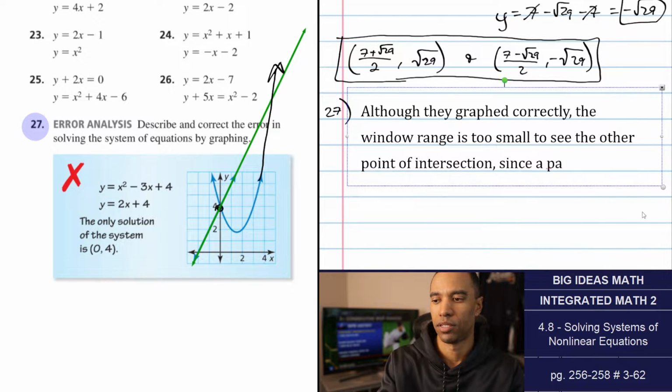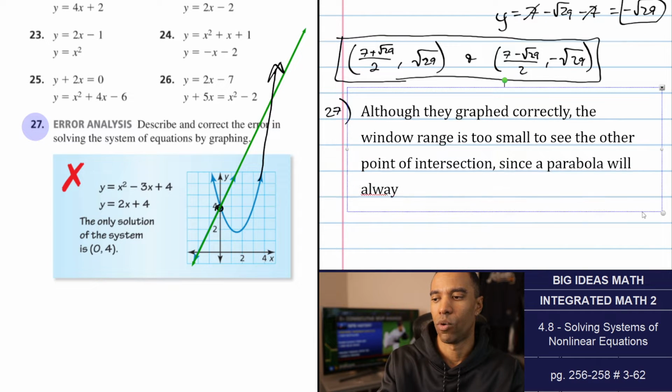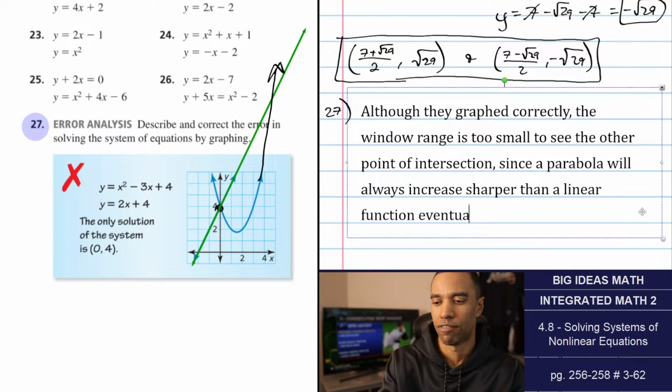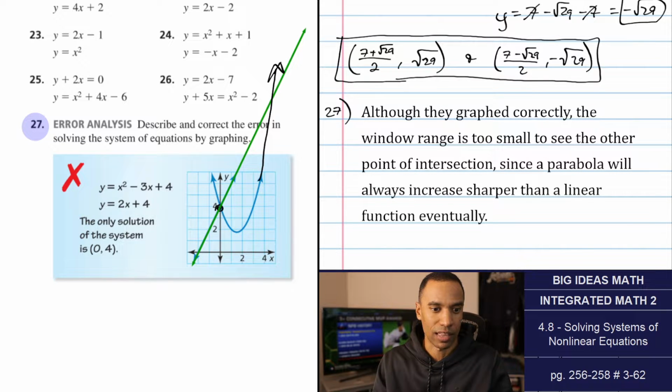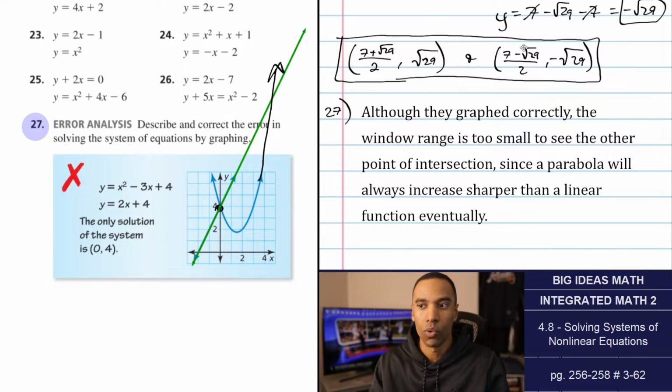Since a parabola will always increase more sharply than a linear function eventually. Eventually that thing will curve up sharper. At this point it probably already started doing it, but eventually it's going to hit again. And what is that point? We have to figure that out.